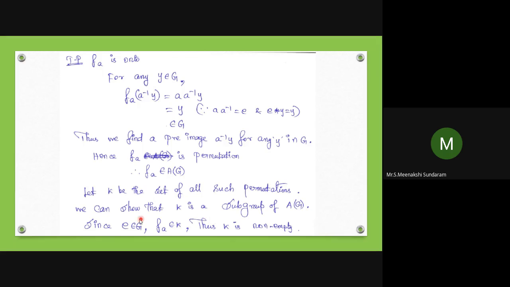First of all, we can show that K is a subgroup. For a subgroup, we know that a star b inverse belongs to H. So K is our subgroup. Take two elements in K and their inverse. Now e belongs to G and f_e belongs to K. Thus K is non-empty. Definitely K will have an element, so K can only be a non-empty set.